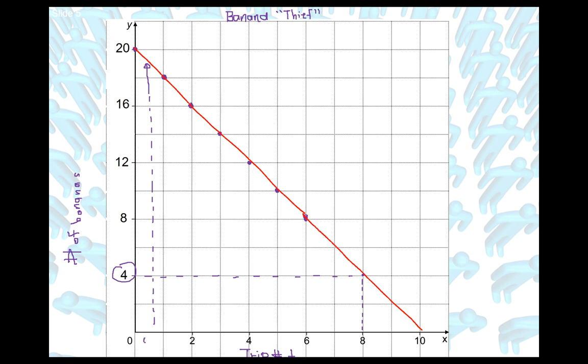So that'd be trip number 0.5. You can't make half of a trip. You either do the trip or you don't. There's no in between there.